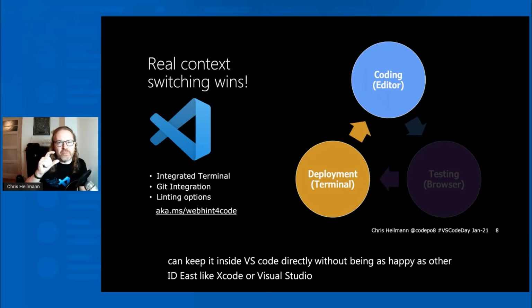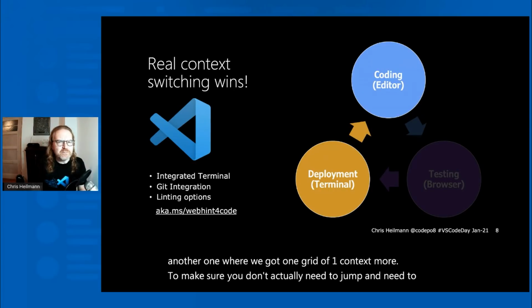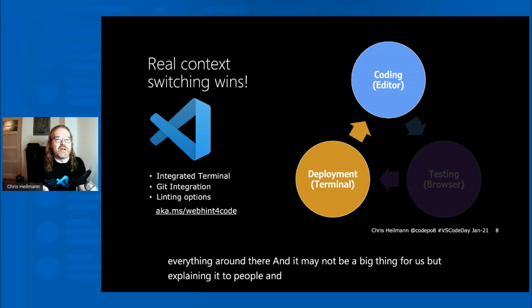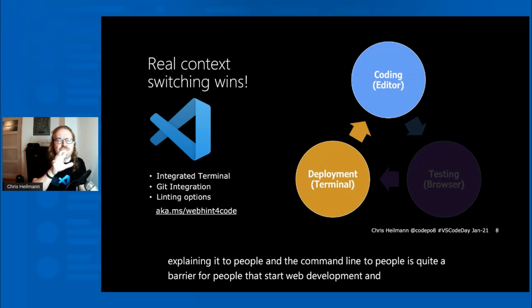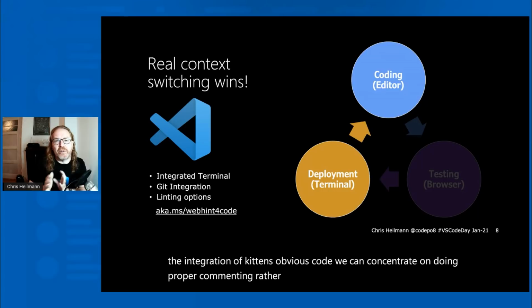So this was another one where we got rid of one context more to make sure you don't actually need to jump and need to know everything around there. And it may not be a big thing for us, but explaining Git to people and the command line to people is quite a barrier for people that start web development. And I love that with the integration of Git inside VS Code, we can concentrate on doing proper commenting rather than just doing the learning about all the shortcuts and all the Git commands.